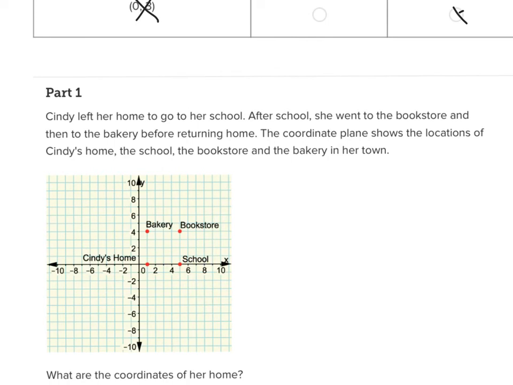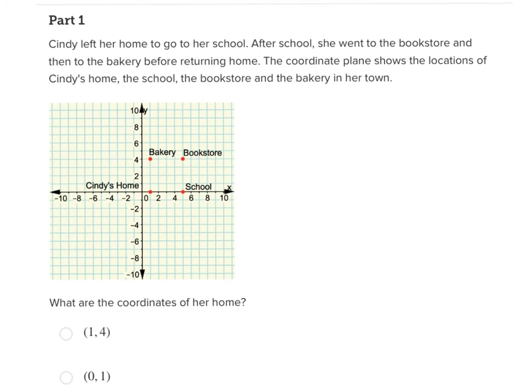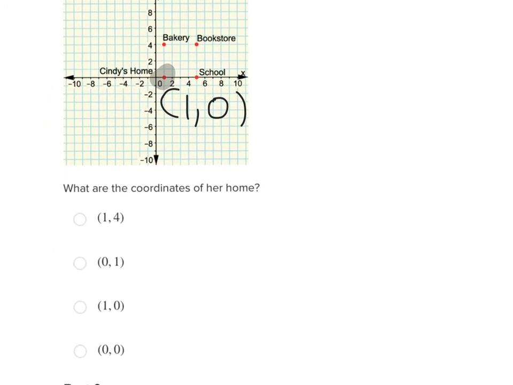Next question, part 1. Cindy left her home to go to her school. After her school, she went to the bookstore and then to the bakery before returning home. The coordinate plane shows the locations of Cindy's home, the school, the bookstore, and the bakery in her town. What are the coordinates of her home? Okay, so her home is right there. So it's over 1 and up 0. So her coordinates are (1, 0). So let's hope that that's one of the answers. (1, 0). Right there.